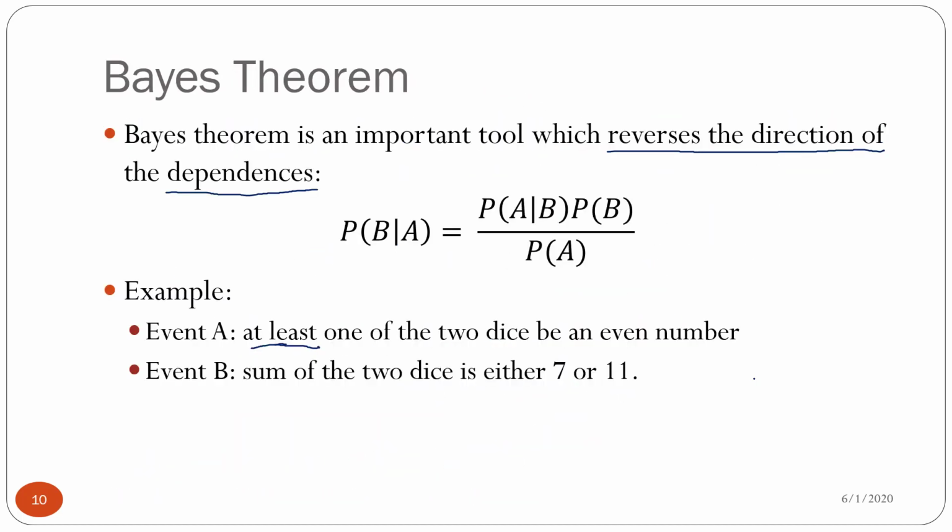These are two events, right? Event A and event B. Now let's try to find out some probabilities: what is the probability of A, what is the probability of B, what is the conditional probability of A given B, and also what is the conditional probability of B given A. So let's try to find all these probabilities by doing it the hard way, and then we will look at Bayes theorem and see how it helps us in computing these probabilities.